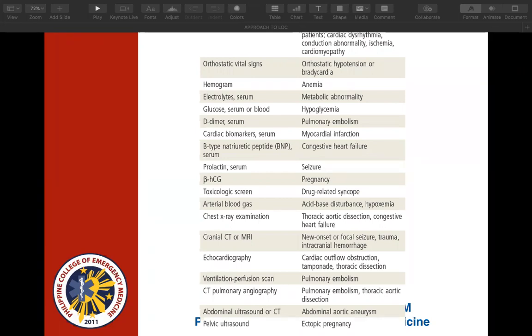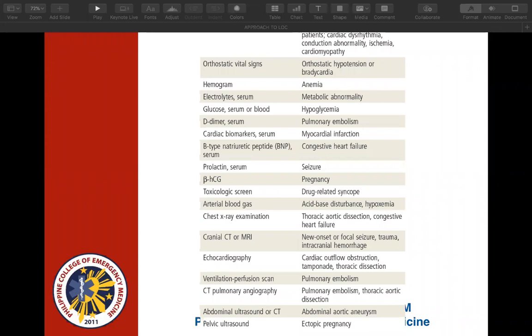So when suggested by the history and physical examination findings, you select among those in the list the laboratory diagnostics that you need for the patient. Like for example, you're thinking of congestive heart failure, you need to do a BNP serum determination. Or if you're thinking of myocardial infarction as the cause of syncope, you need to do cardiac biomarkers or serum. If you're thinking of, again, a congestive heart failure or a thoracic aortic dissection, you need to do a chest x-ray to the patient.